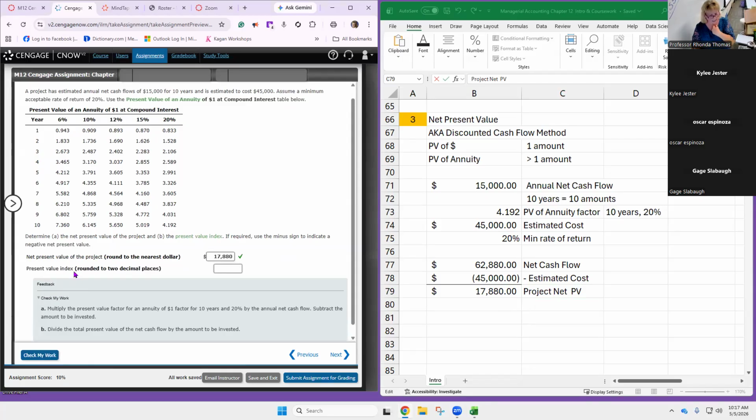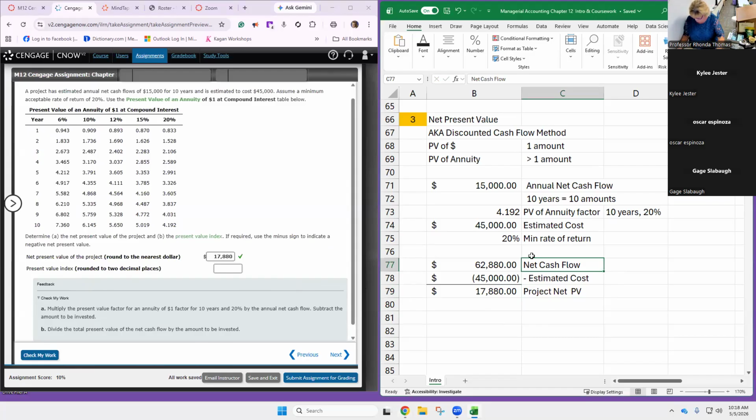Okay, the present value index, rounded to 2 decimal places. Here's how you get the present value index. Take the total present value of the net cash flow. So that's what we just found. The total present value is right here. Let's just make sure I'm on the right track. Should be.